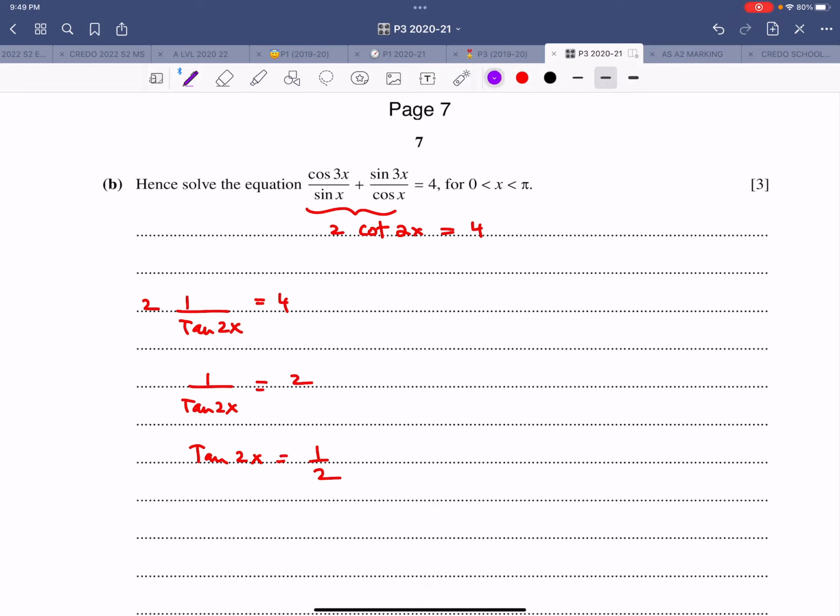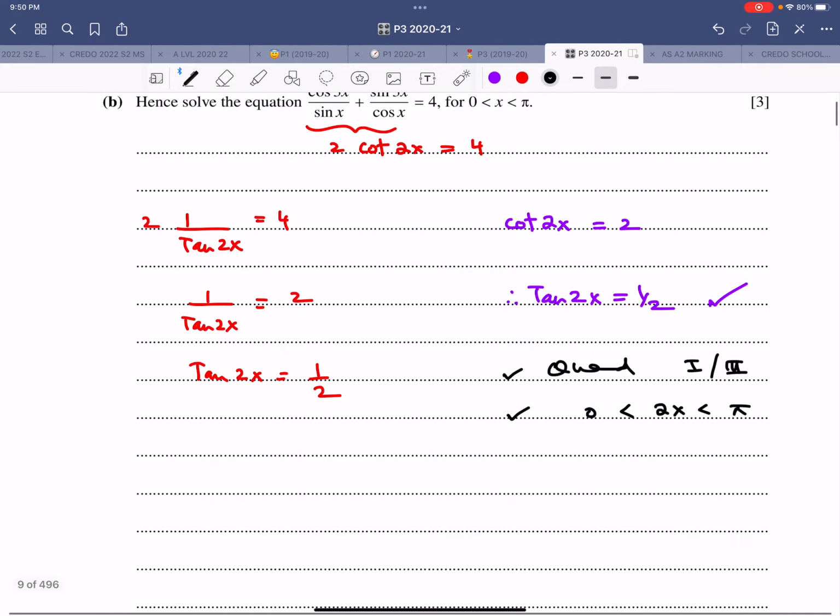That's one approach. Another approach, cot 2x is equal to 2. Therefore, tangent is the reciprocal, tangent 2x equals half. I personally like this approach. Now it's a P1 question. First of all, quadrants, that is first and third. Second step, that is modification of range. 2x lies between 0 and 2 pi. It's a radian question. Step 3, basic angle. Let alpha be the basic angle. So therefore, tangent of alpha equals half.